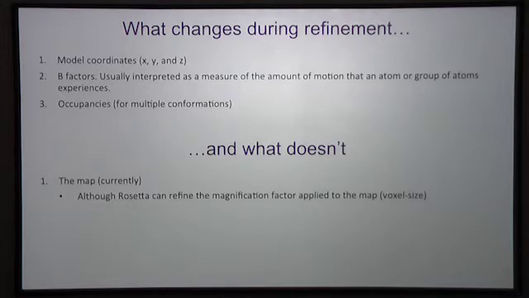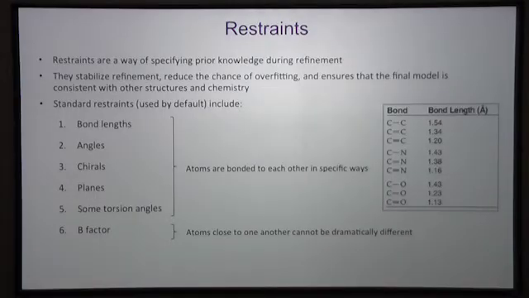But unlike X-ray crystallography, the map stays the same. Although in Rosetta, as you refine the model, you can also refine the magnification factor applied to the map. So the map will change size, but the map itself, the phases and amplitudes, remain the same. And during refinement, we really do want to take into account as much information, as much knowledge, as we possibly can. And we do that in the form of restraints. Restraints act to stabilize refinement. They reduce the chance of overfitting, and they make sure that the final model is consistent with what we expect.